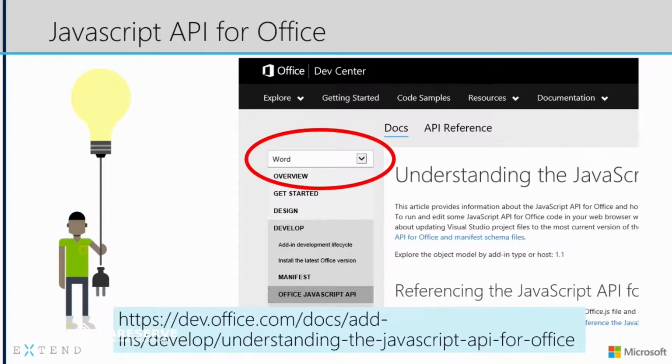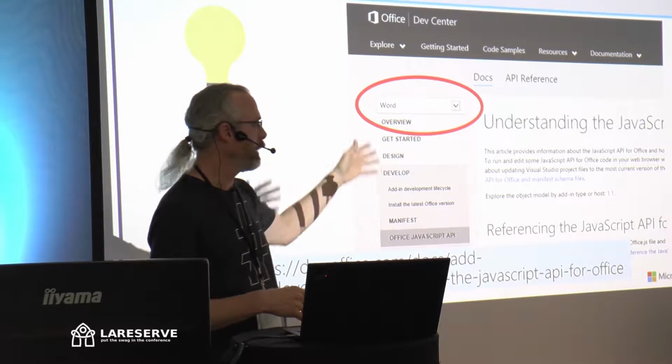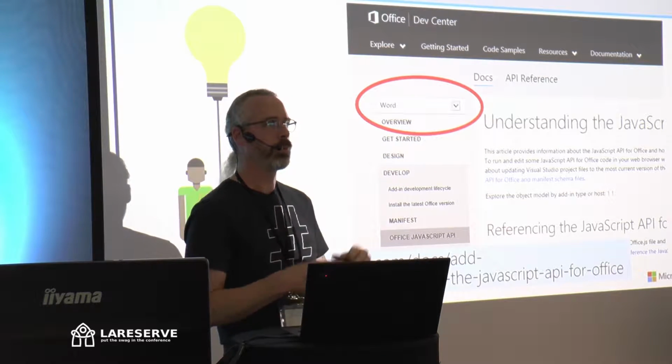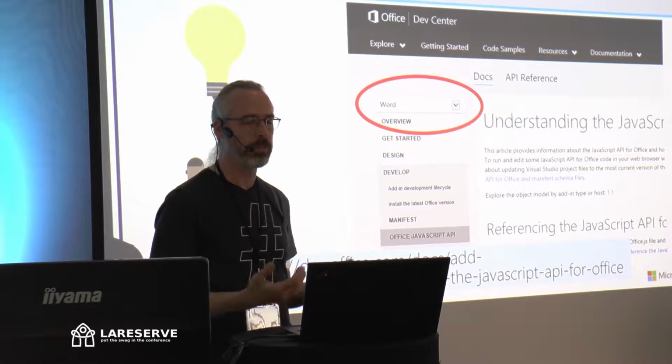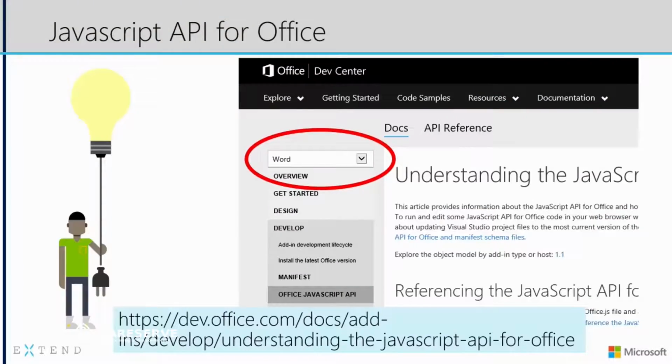And it's basically one landing spot, but then you can contextualize it using this drop-down and pull down the host that you're targeting. In this case, it would be Word, but there's Outlook and PowerPoint, Excel there as well. And it'll update the page with the reference and getting started information, understanding the API for that particular application. So it's a great place to start to understand the APIs that you're going to be using.